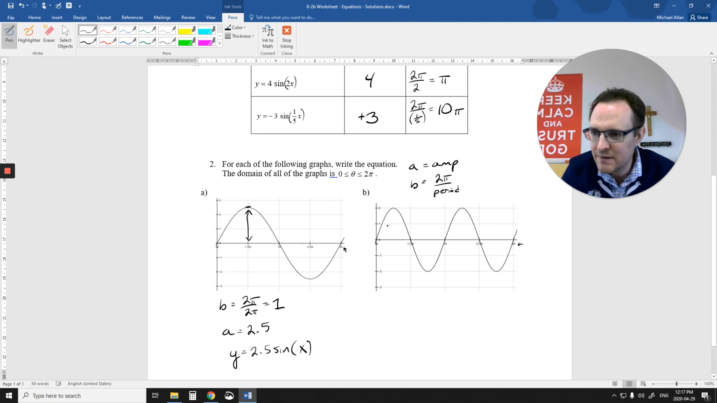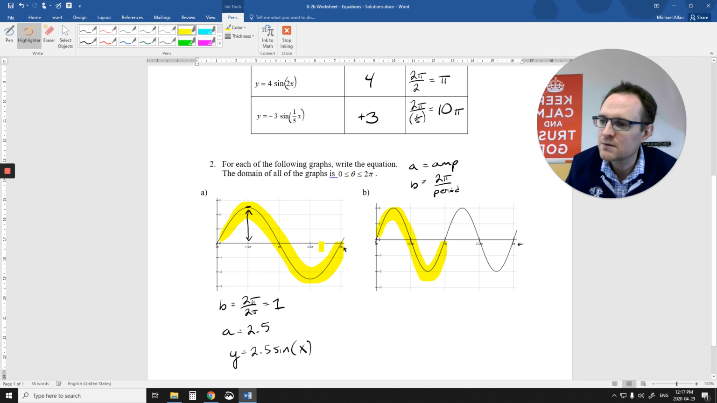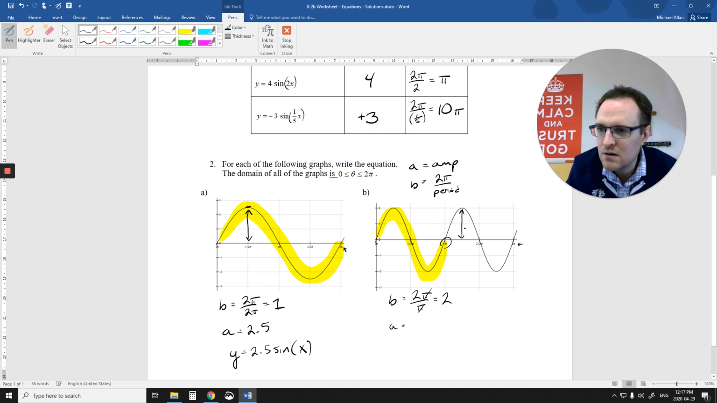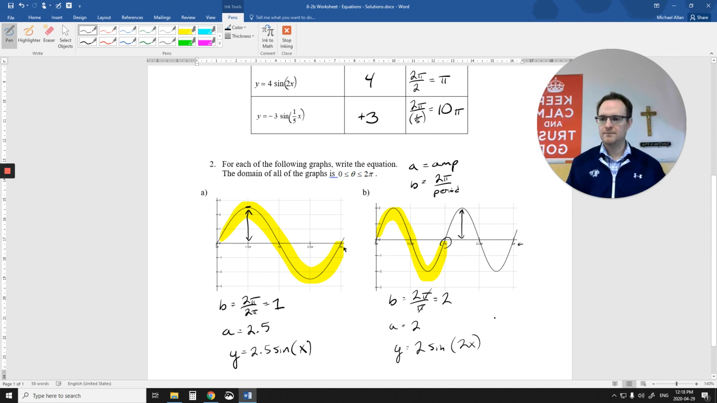Okay. Here's my period for this one. This is my whole period here. I'm just going to highlight it. Might as well. The period for this one goes up to pi. So my period for this is 2 pi divided by pi. So my b value is 2. Amplitude looks like it's 2. So I got 2 sine 2x. There we go. Looking pretty good.